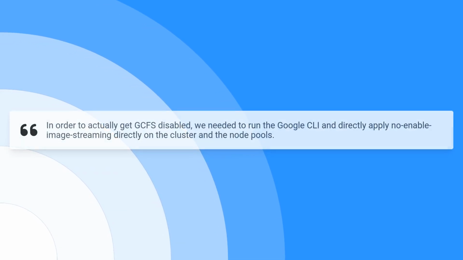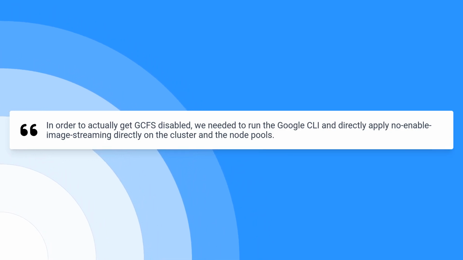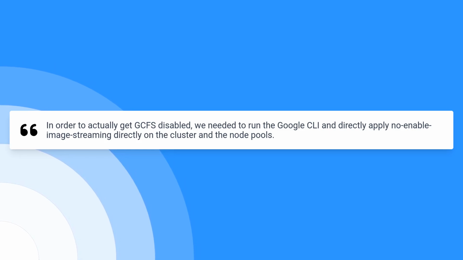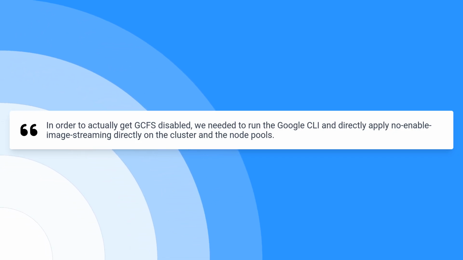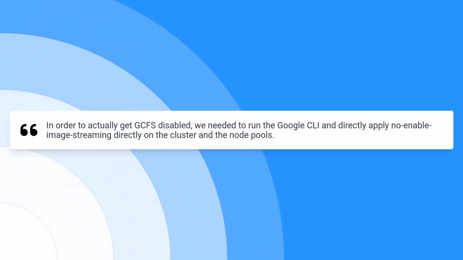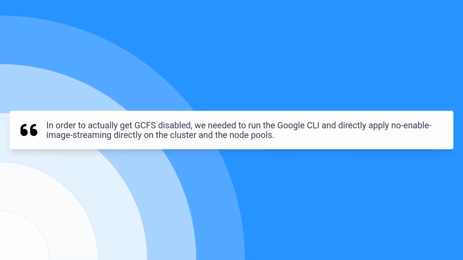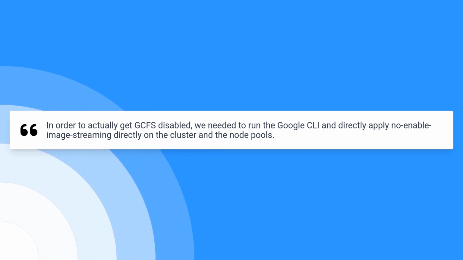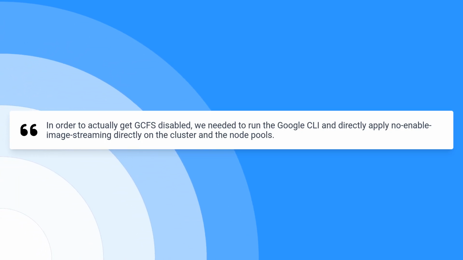In order to actually get GCFS disabled, we needed to run the Google CLI and directly apply no-enable-image-streaming directly on the cluster and the node pools. After we ran this and checked the nodes, we saw that they were no longer getting the pesky streaming label. In combination with setting GCFS config to false on our cluster and node pools in Terraform, it also resolved the issue with the Terraform planning, and we get the very happy no changes output sought after.